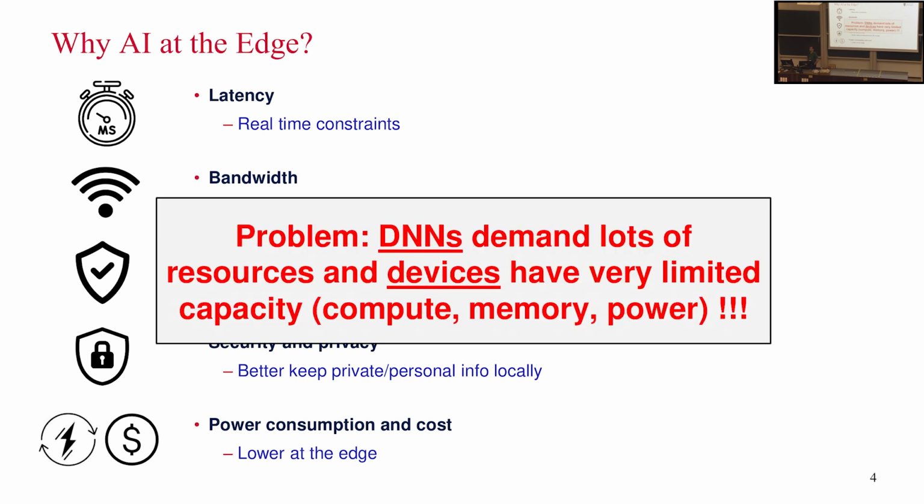The problem is that we have bigger and bigger and bigger models, right? And we have constraints, very limited devices. How do we do that? How can we map these demanding applications on these constrained devices?